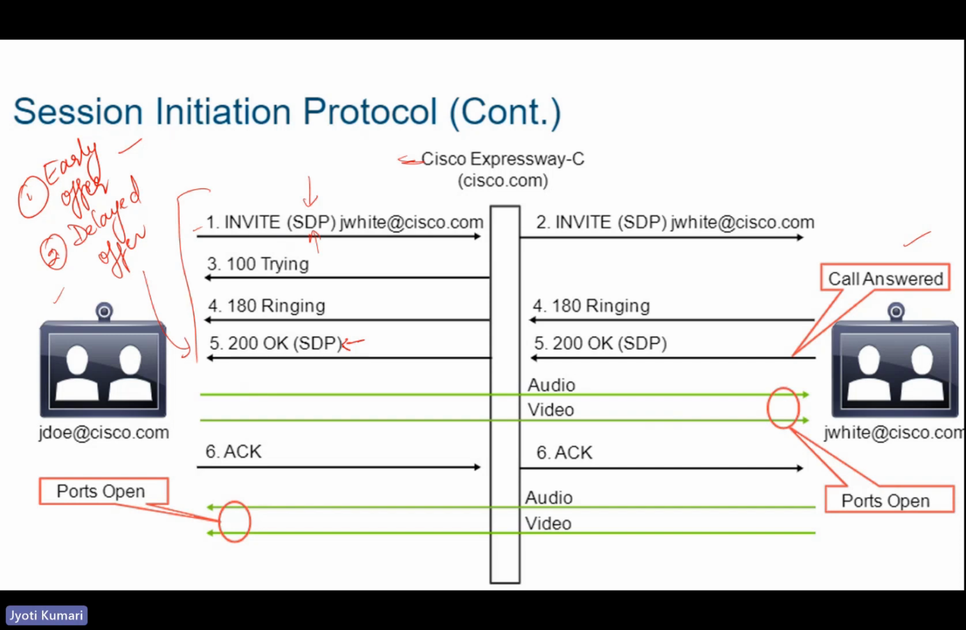So in early offer, this is the method which is used in Expressway series, and it includes SDP in the initial SIP invite, whereas the late offer or delayed offer method does not include SDP in the invite, but it is after the trying message that you can see here, like trying and ringing, and after that it progresses with the SDP in the acknowledgement.